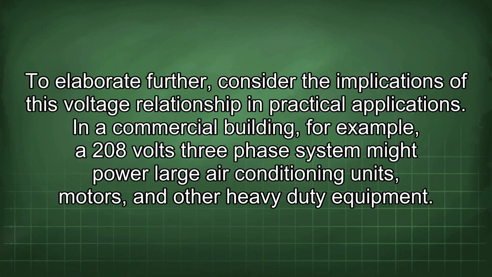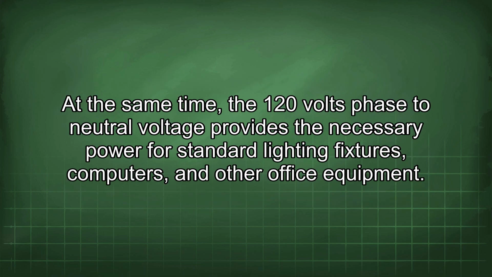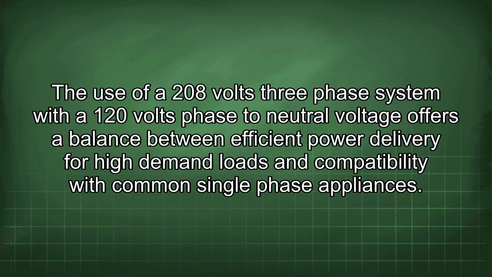To elaborate further, consider the implications of this voltage relationship in practical applications. In a commercial building, for example, a 208 volts three-phase system might power large air conditioning units, motors, and other heavy-duty equipment. At the same time, the 120 volts phase to neutral voltage provides the necessary power for standard lighting fixtures, computers, and other office equipment. The use of a 208 volts three-phase system with a 120 volts phase to neutral voltage offers a balance between efficient power delivery for high-demand loads and compatibility with common single-phase appliances.